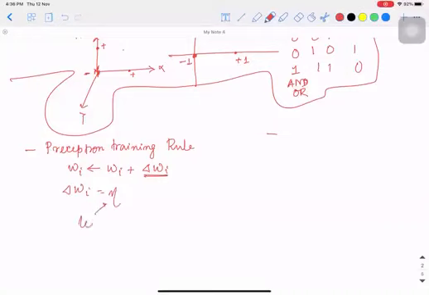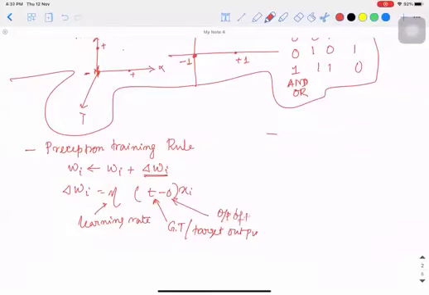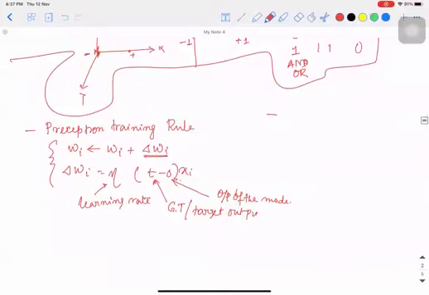We already discussed this; it's called the learning rate. Then delta wi equals the learning rate times (t minus o) times xi. What is t? t is the ground truth, the target output. o is the output you obtained from the perceptron, the output of the model. This is multiplied by the feature whose weight you want to modify. This is different from gradient descent and the other things we discussed. This is the normal perceptron training rule. It is useful when data points are linearly separable.